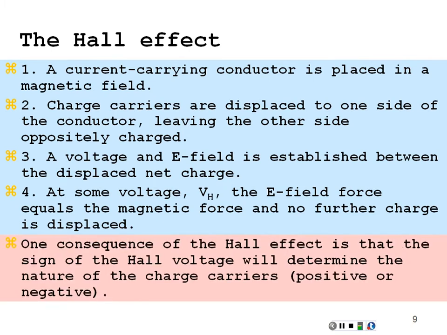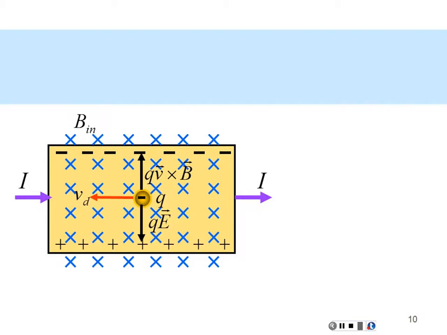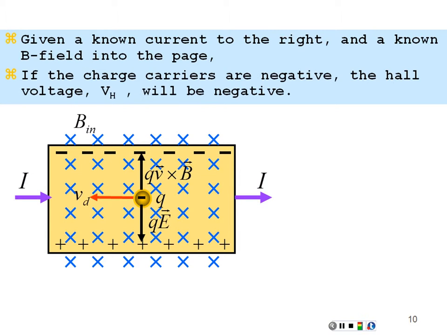One consequence of the Hall effect is that the sign of the Hall voltage will determine the nature of the charge carriers, whether they actually are positive or negative. Here's how it might work. We have a conductor material. We have a current flowing, say, to the right.